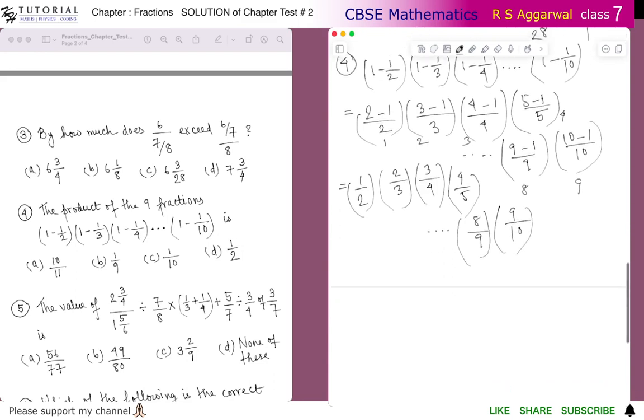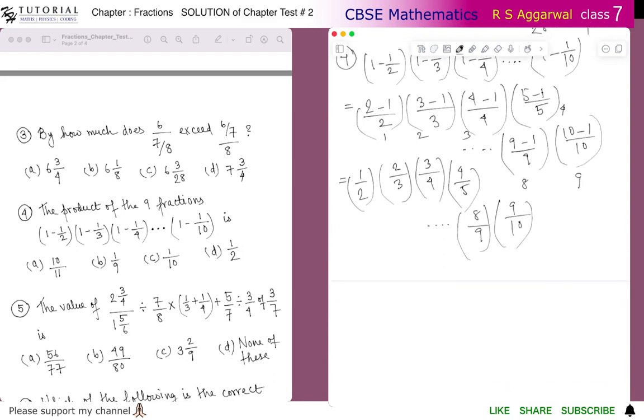You see the pattern. The first term is 1 by 2, the second is 2 by 3, the third one is 3 by 4. So you can see the denominator of the first term will get cancelled out with the numerator of the second. Similarly, the denominator of the second will cancel out with the numerator of the third term. So this gets cancelled out, this gets cancelled out, this gets cancelled out. This way everything will get cancelled out, except what we will be left with is 1 by 10.